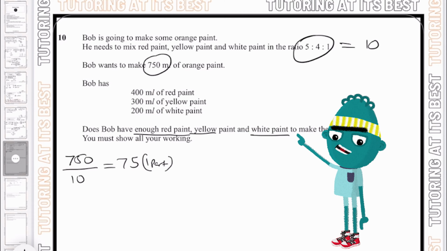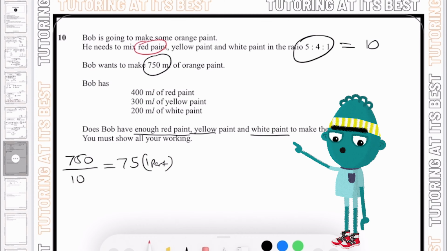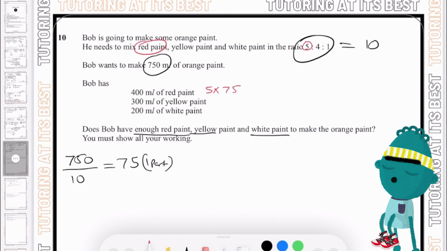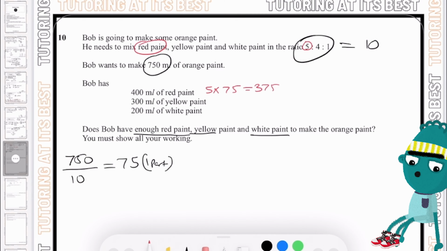So we know he goes for red paint in the ratio of 5. So again, we can have 5 times 75, which gives us 375, which is amazing because Bob has 400 ml. We then have 4 as our yellow paint. So we can go for 4 times 75, which gives us 300. Again, that is amazing because Bob has 300 milliliters of yellow paint.